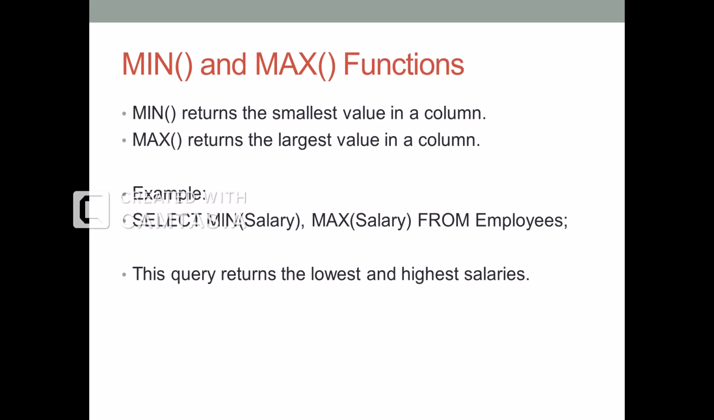Next, the MIN function and the MAX function. The MIN function returns the smallest value in a column and the MAX function returns the largest value in a column. For example, SELECT MIN(salary), MAX(salary) FROM employees. This query returns the lowest and highest salaries in a given database. So here employees is the database. It will calculate the minimum salary and maximum salary of the employee database.